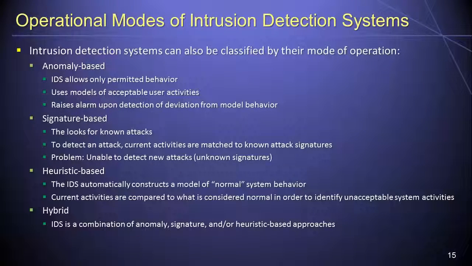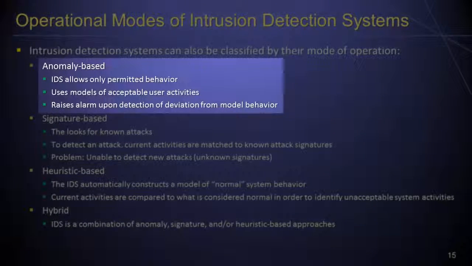In addition to classifying intrusion detection systems according to their scope, such systems can also be classified according to their mode of operation. Specifically, an intrusion detection system might be anomaly-based, signature-based, heuristic-based, or it might use a hybrid approach. An anomaly-based intrusion detection system works by allowing only acceptable activities or behavior. For this purpose, anomaly-based intrusion detection systems rely upon models of what is considered to be acceptable behavior. Whenever behavior is detected that is considered unacceptable, the intrusion detection system will raise an alarm.